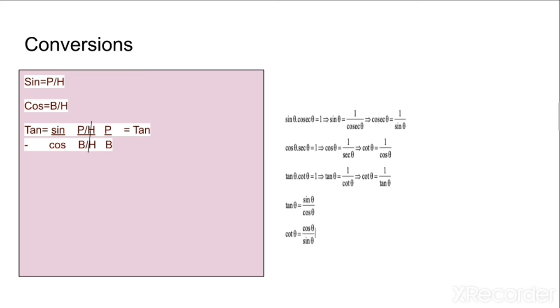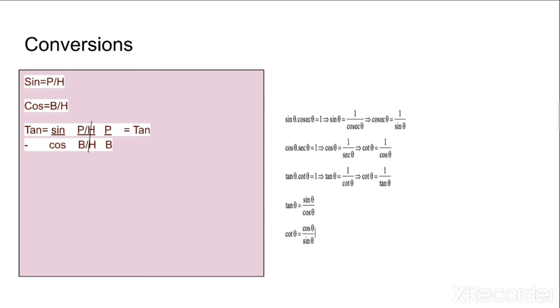And which ratio is P by B? Tan. That means it is very clear: tan is equal to sine by cos. Yes or no? I showed you the simple calculation. By putting those values in, you can find that tan is equal to sine by cos. You know very well that the reverse of tan is cot. So if tan is sine by cos, what will be the value of cot? Cos by sine. Understood? It's so simple. If one is known to you, the other will automatically come to you.